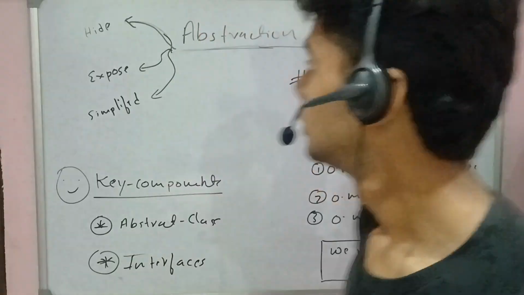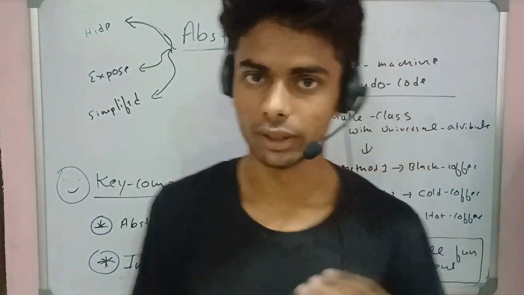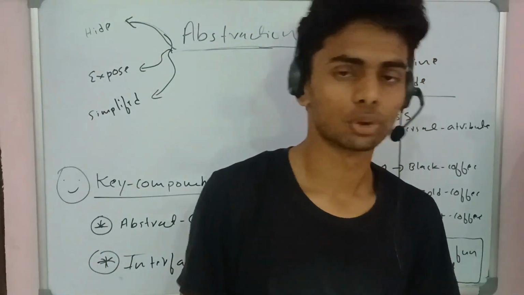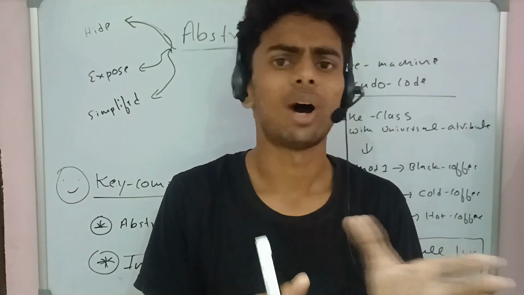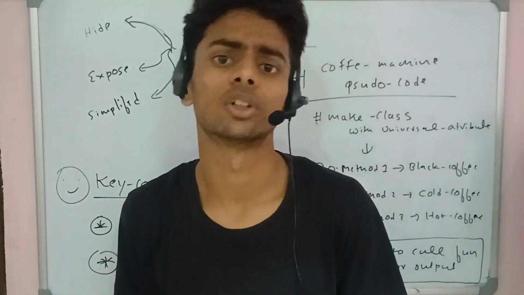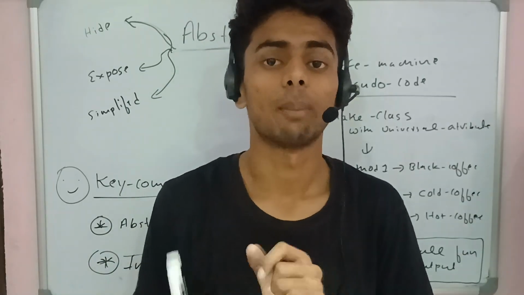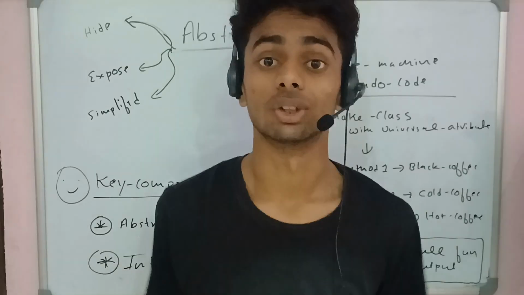Overall, abstraction is about hide, expose, and simplify. Suppose you write 100 lines of code. You want to hide the complexity of the code and expose the important code to make it user friendly, because you want to reduce the difficulty in the entire system architecture.